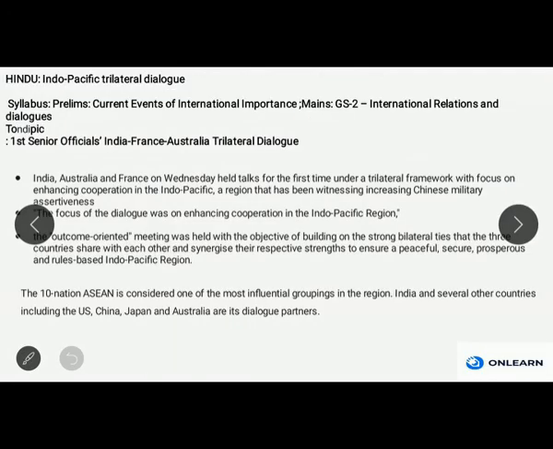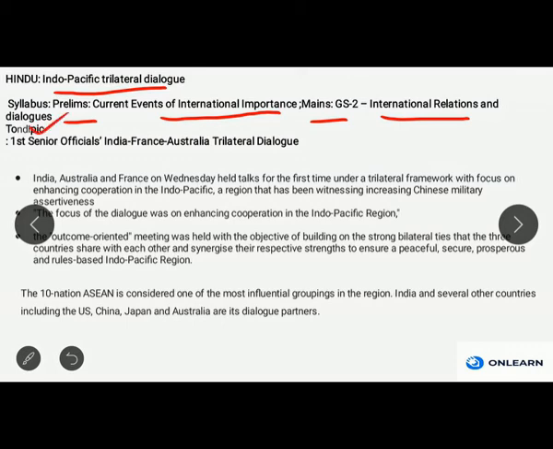Now this particular article was part of the Hindu articles in the editorial section, and the title is Indo-Pacific Trilateral Dialogue. As part of the syllabus, when the prelims is considered, it is part of current events of international importance, and in the mains perspective, it comes in GS paper 2, international relations and dialogues. Dialogues means trilateral and multilateral dialogues, which is specified in the syllabus section.